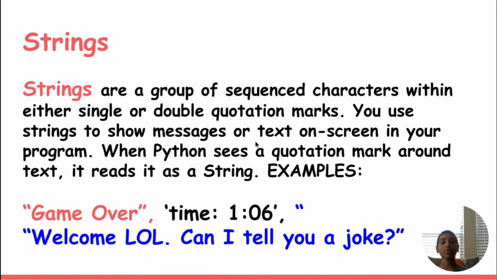Strings are a group of sequence characters within either single or double quotation marks. You can use strings to show messages or text on screen in your program. When Python sees a quotation mark, it reads it as a string. Here are examples. "Game over" with double quotes, 'time 106' with single, and "welcome lol, can I tell you a joke?"